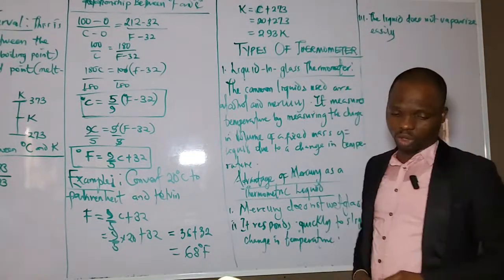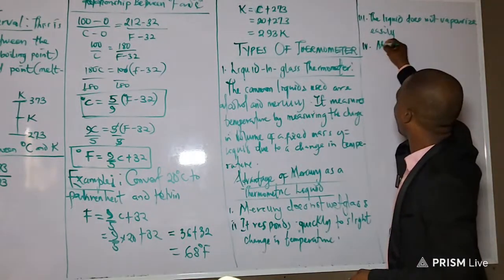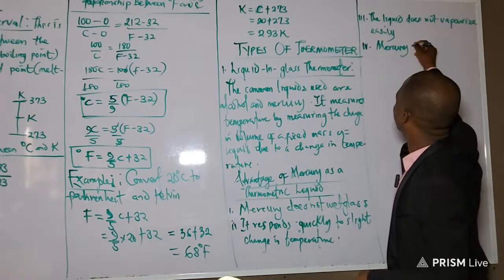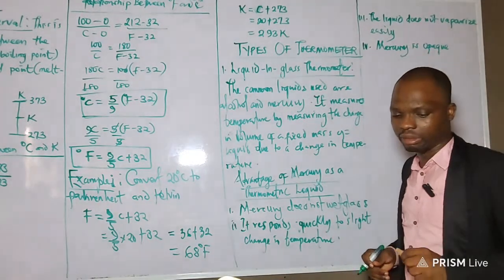And this is one of the reasons why we use mercury: it is opaque. What we understand by opaque is that, hence, it can be seen easily.